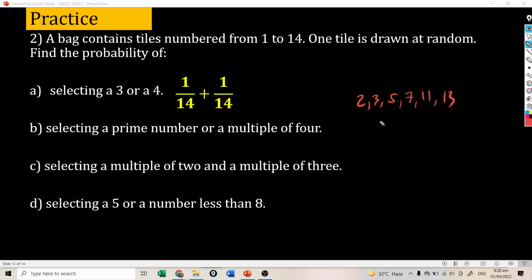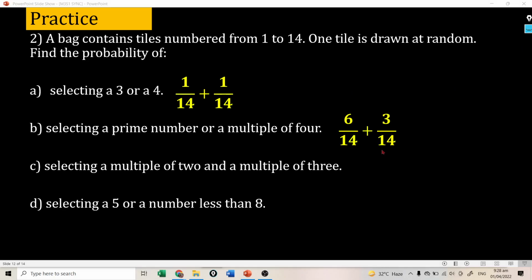How about your multiples of 4? You have 4, 8, 12, up to 12 only. So that's 1, 2, 3, 4, 5, 6, 7, 8, 9. That is our total number of possibilities. Selecting primes, here they are. Multiples of 4, there they are. That means 6 out of 14 plus 3 out of 14.